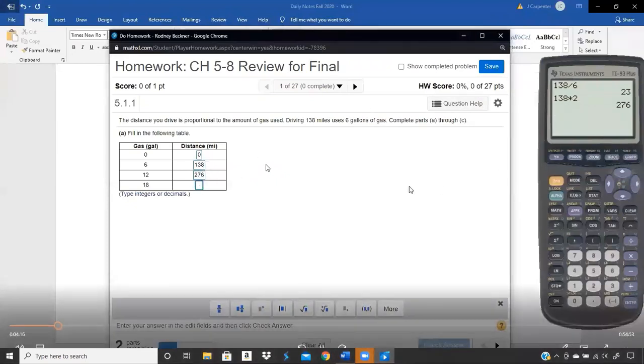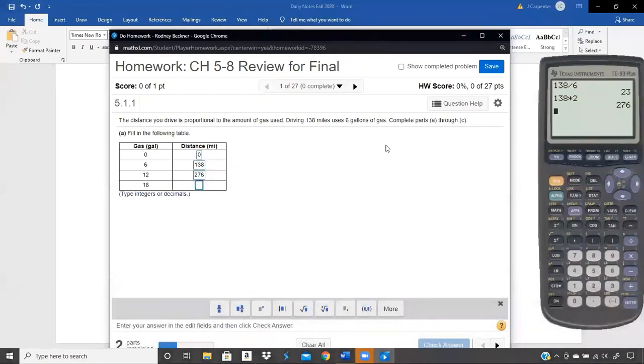And if you triple 138, or if you just add another 138 to that, whichever way you want to do it, every time you add 6 gallons, you add 138 miles. So you could do plus 138, or we could have done 138 times 3. And either way, you still get 414.